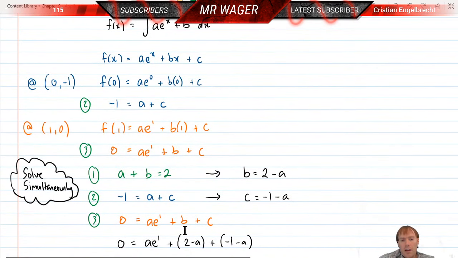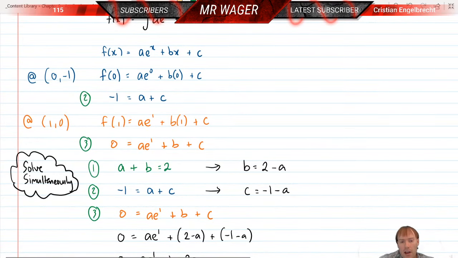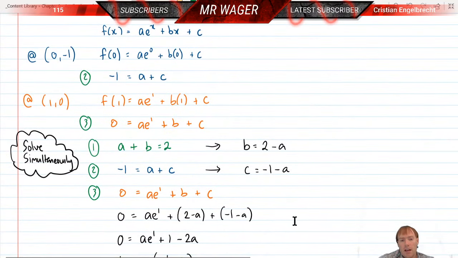So here's the third equation, and every single time I see a b, I'm going to replace it with 2 minus a, and every single time I see a c, I'm going to replace it with -1 minus a, just like that. And then it's a case of simplifying this bit and seeing what we get. So we get a e to the 1 plus 1, because we've got 2 plus the -1, which is the 1 there. -a plus -a is minus 2a.